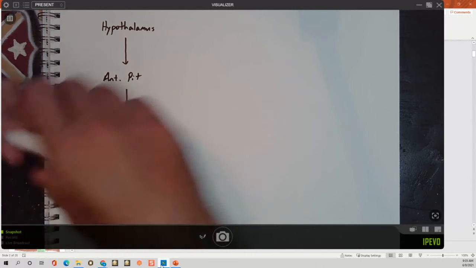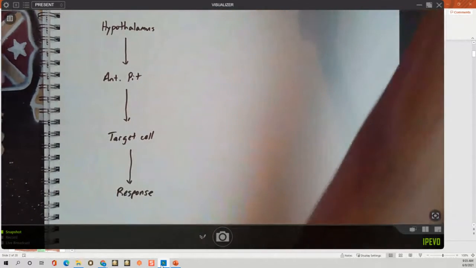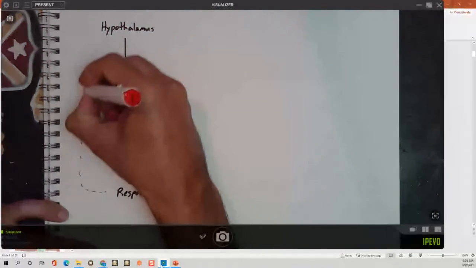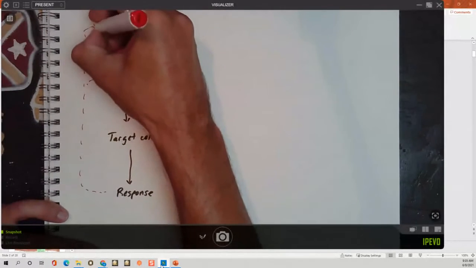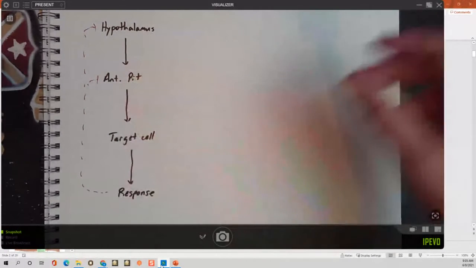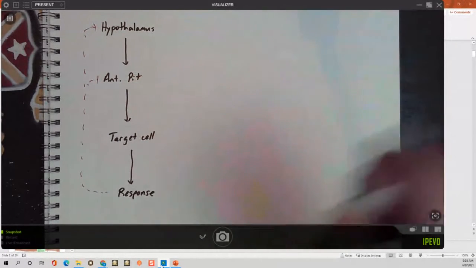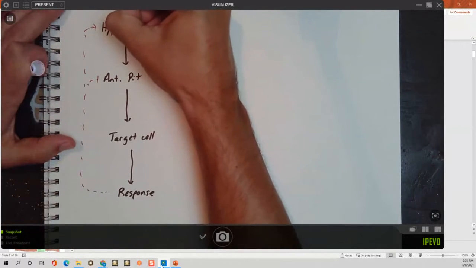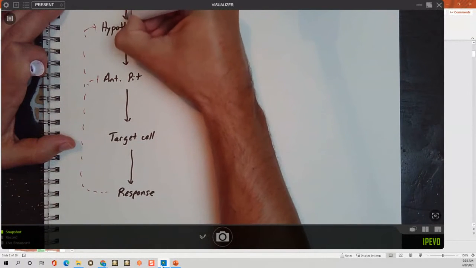Then, of course, the response is always compensatory. So whatever's going on with this response, we're going to have some sort of negative feedback loop that's going to go back and try to do the opposite of the upper portion. And we always have this stimulus up here as well.